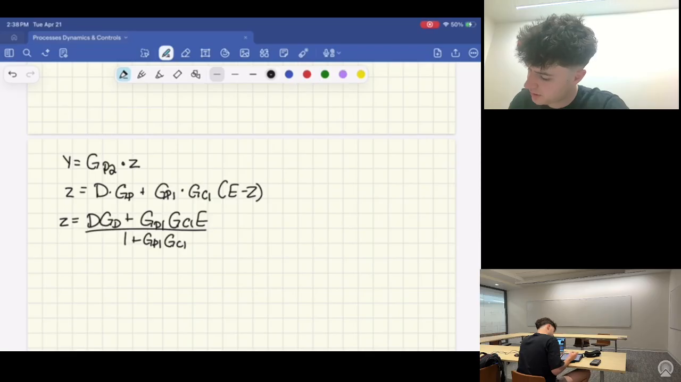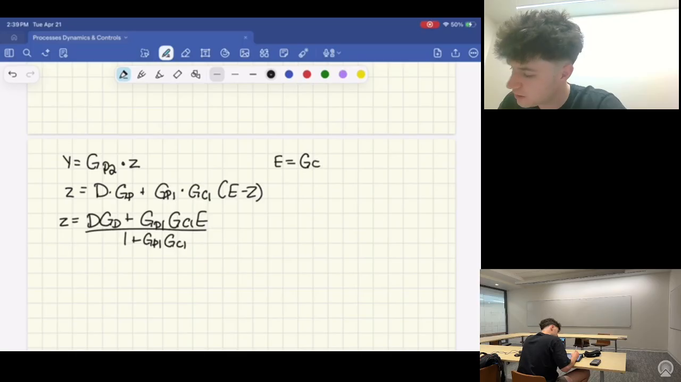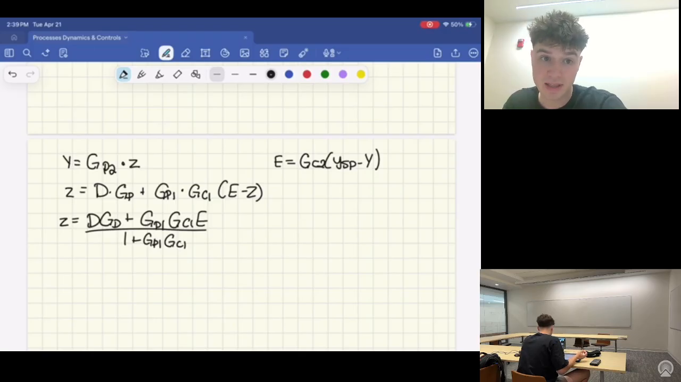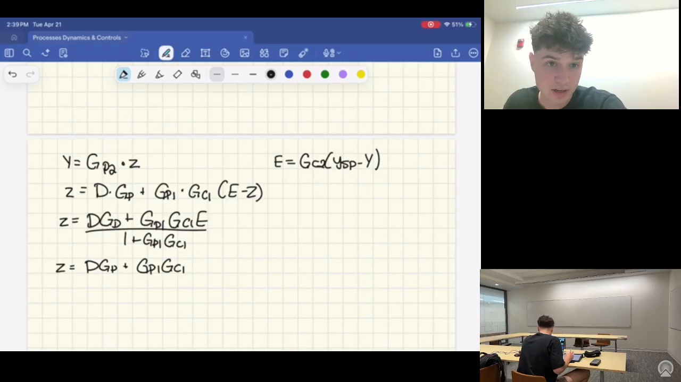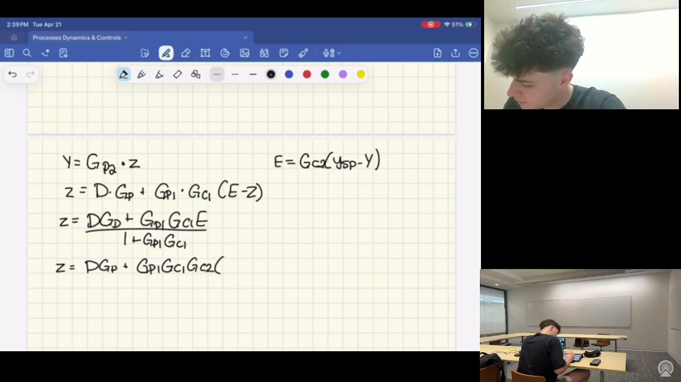Now, we also need to know what our E variable is equal to. And our E variable is going to be equal to GC2 times YSP minus Y. Now, you can even plug that into the Z equation, and you get Z equals DGD plus GP1 GC1 times our E variable. So you're going to actually bring out a GC2 times YSP minus Y all over the same thing, 1 plus GP1 GC1.